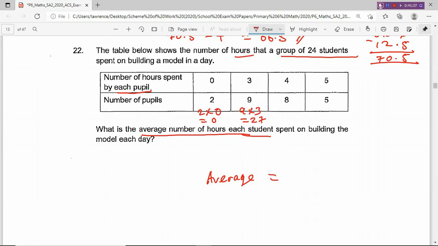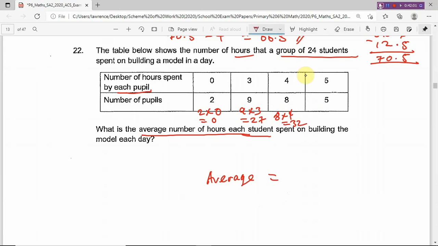So this is what students did not do. What they did was take 2 plus 9 plus 8 plus 5, which is the total pupils. So they get confused. What you should do is find the total number of hours. So 8 pupils times 4 each will be 32 hours. Then 5 pupils times 5 hours each, so 5 times 5, that will be 25.